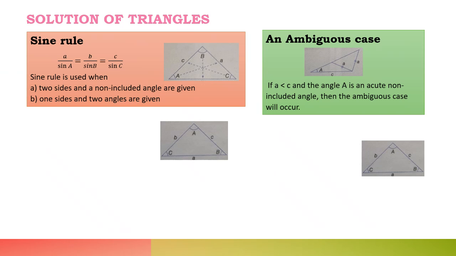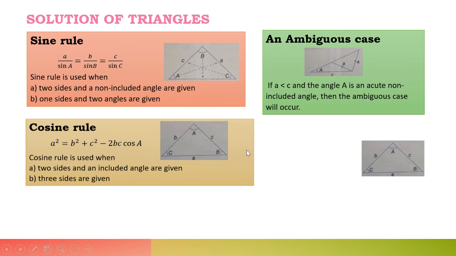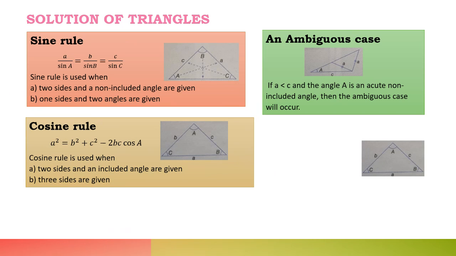Okay. And the 3rd rule, cosine rule. Again, you have your ABC with the lengths a, b, c, the opposite sides. But cosine rule is used when you are given two sides and an included angle. See the difference between sine rule and cosine rule. So you must be given two sides and the included angle. Then only you can find the third side. What is the length for it?